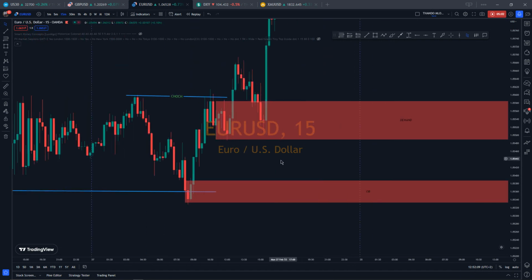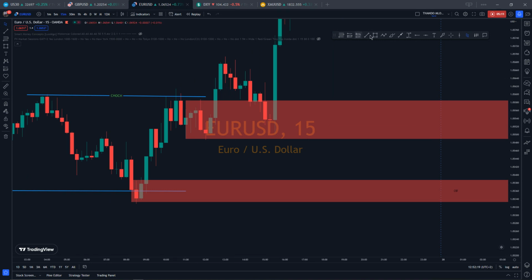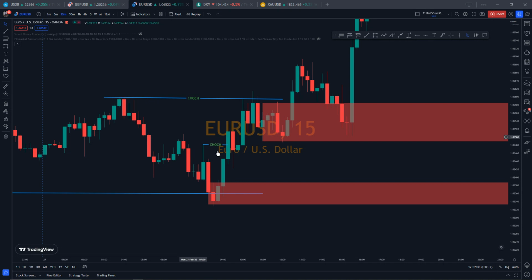As you can see from the M15 time frame, we were in a downtrend. Then price decided to break the high, this high over here, which is our change of character. After price broke that high, price came down, also breaking this high, as you can see over here. Can you see that?